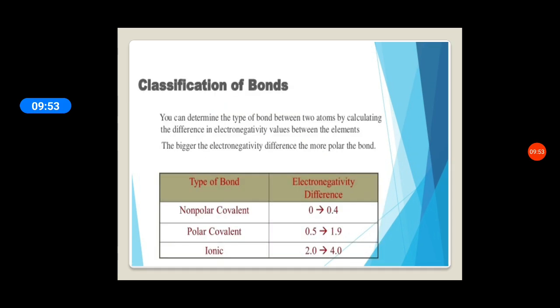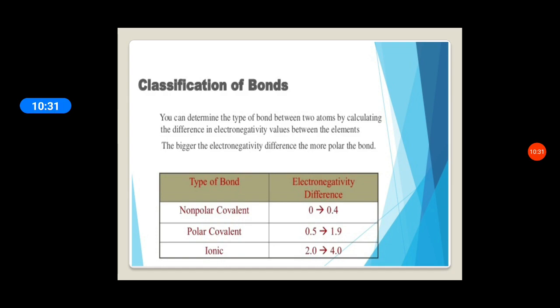Classification of bonds: the type of bond between two atoms is determined by calculating the difference in the electronegativity values between the elements. So, the bigger the electronegativity difference, the more polar is the bond. If the attracting power of one atom is more, electrons are shifted towards that atom, and the density of the electrons towards the more electronegative atom is also more.